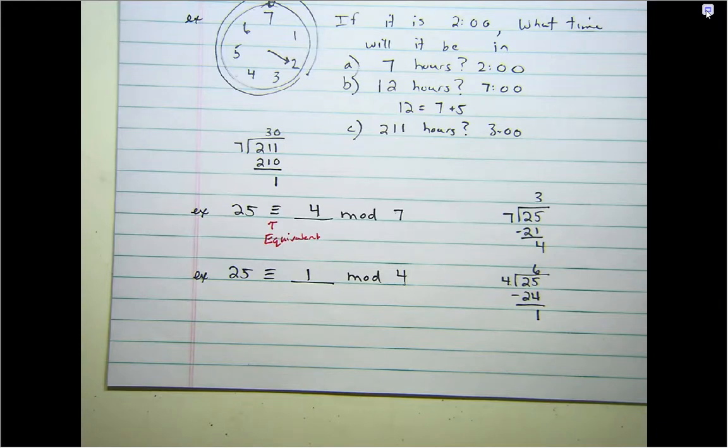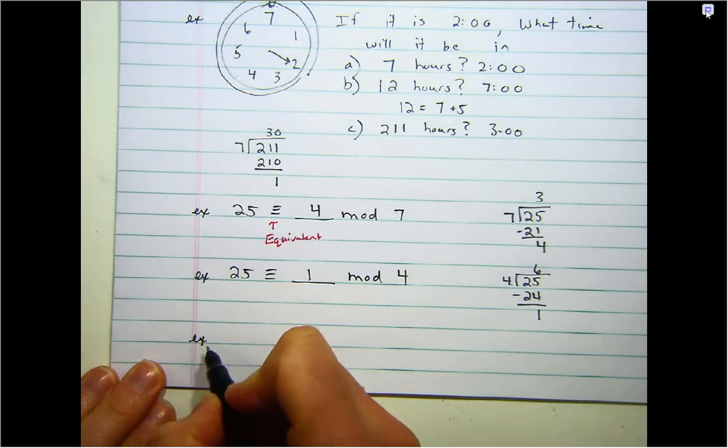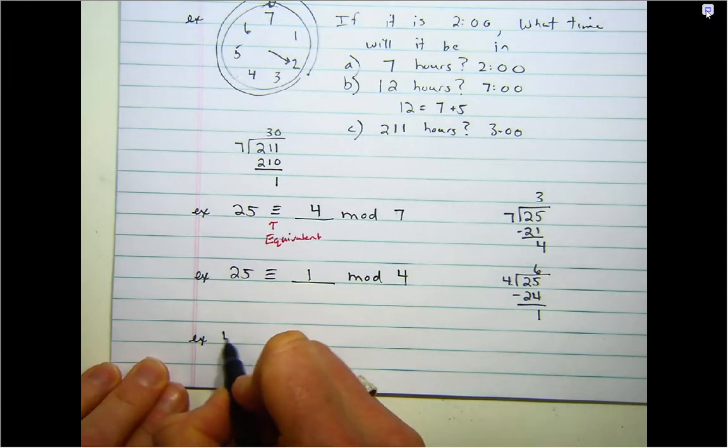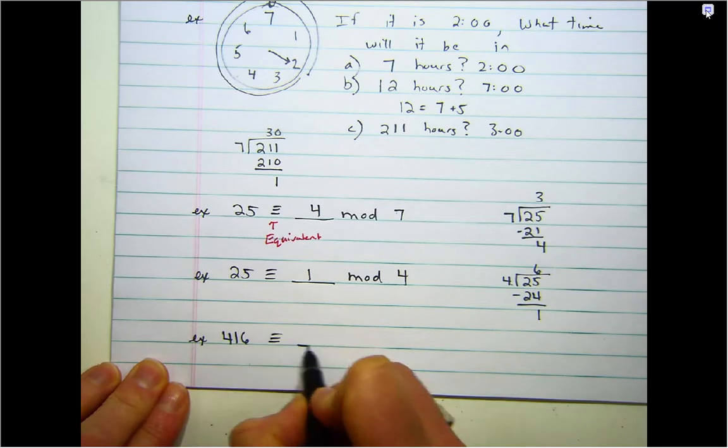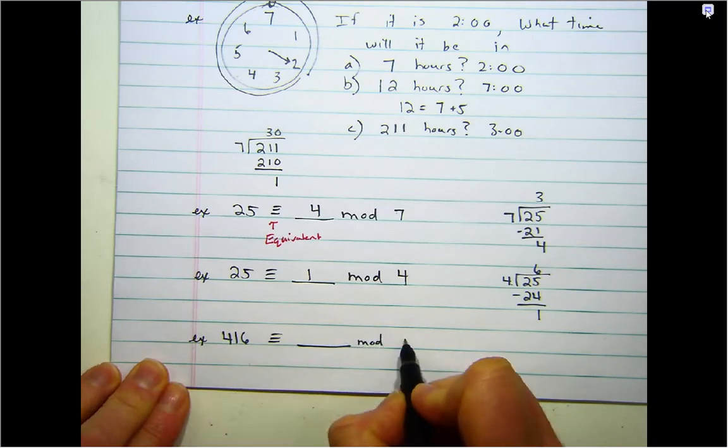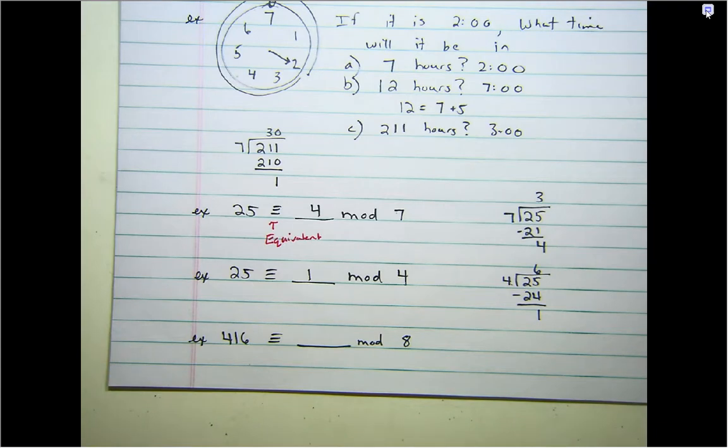Does anyone have questions so far? Your answer here should always be a number smaller than the number on the right, because it's a remainder, right? So your remainder is always smaller than the number you're dividing by. How about a big number? 416 is equivalent to what mod 8? So we're going to take out multiples of 8.